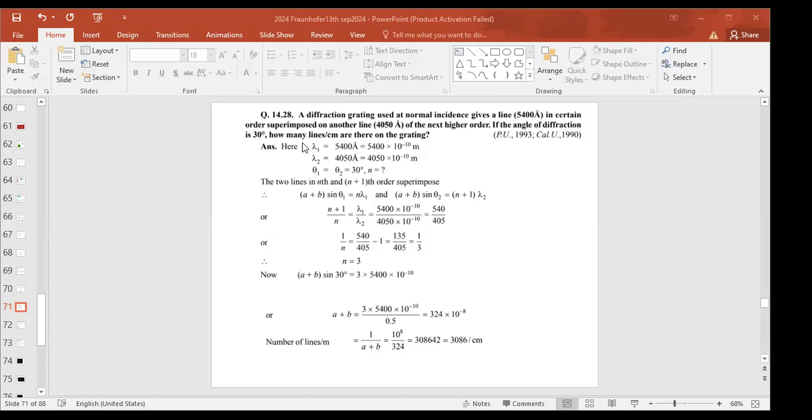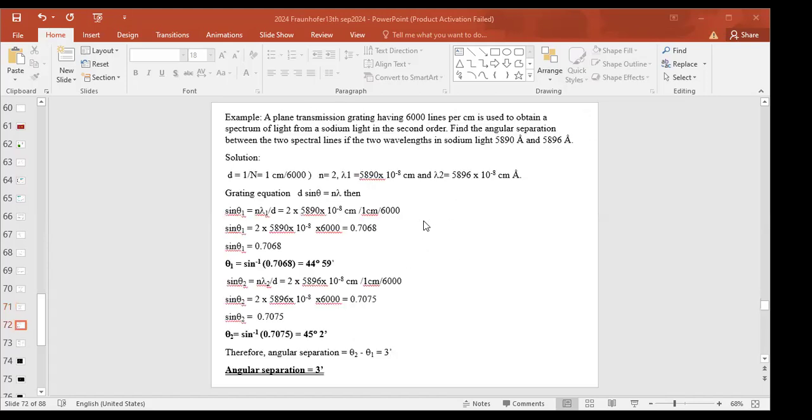How many lines? Now in this question, we are asking about d, how many lines per centimeter? If you know d, then you can convert into lines per centimeter, right? Because we have d sin theta is equal to n lambda. So that means we have 4 terms, and we have to give 3 terms for you to calculate the other term. And we are giving them in different ways. The story is different, right?